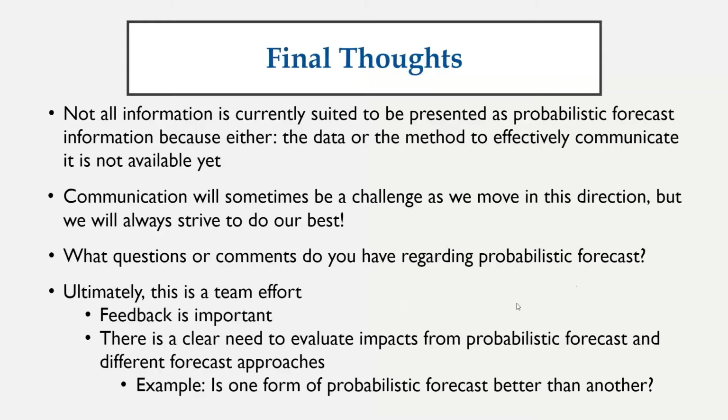Communication will sometimes be a challenge as we move in this direction, but you should know we'll always try to do our best. Ultimately, this is a team effort, so I think feedback, questions, and comments as we move further in this direction will be key, as there's a clear need to evaluate impacts from probabilistic forecasts and what approach is best. Is one form better for fire weather, say chance of wind gusts exceeding some threshold, or is it better to have a range where we can say 50% of the time it's going to fall within here, or 80% of the time?